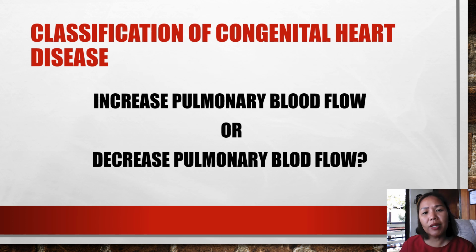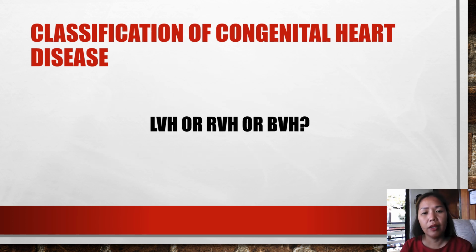Next is to determine whether there is evidence of increased pulmonary blood flow or decreased pulmonary blood flow. This can be documented by a chest X-ray. Of course, it is important to know which chamber of the heart is enlarged, whether it is left ventricular hypertrophy or right ventricular hypertrophy or biventricular hypertrophy.